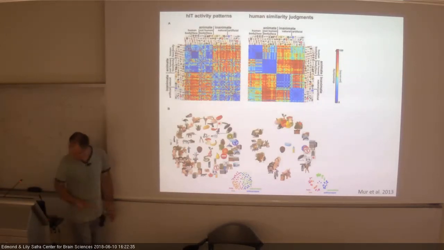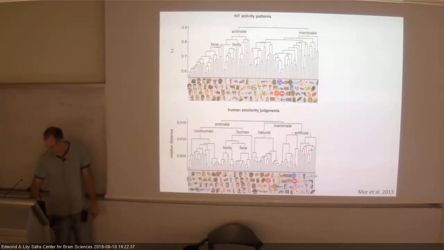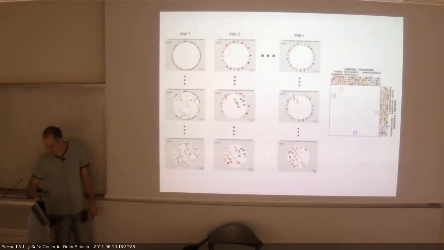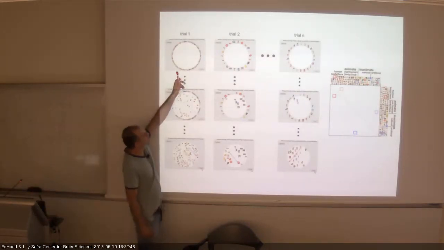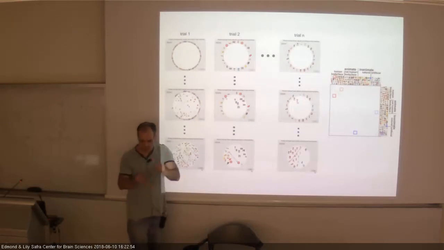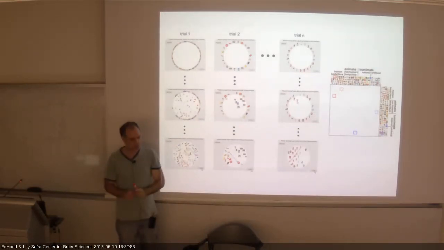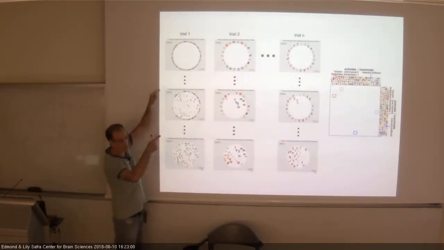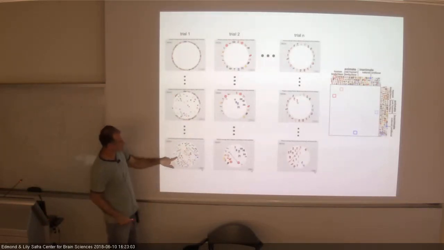Can you go back? Yes. Or one before? Yeah. Can you explain again what these trials are? Trial 1, trial 2? Oh, yeah, sorry. It's not that important, but in the beginning, it's a behavioral experiment. In the first trial, they had to sort all stimuli. They see it like this, and they drag and drop it like this until they get a final arrangement they're happy with.